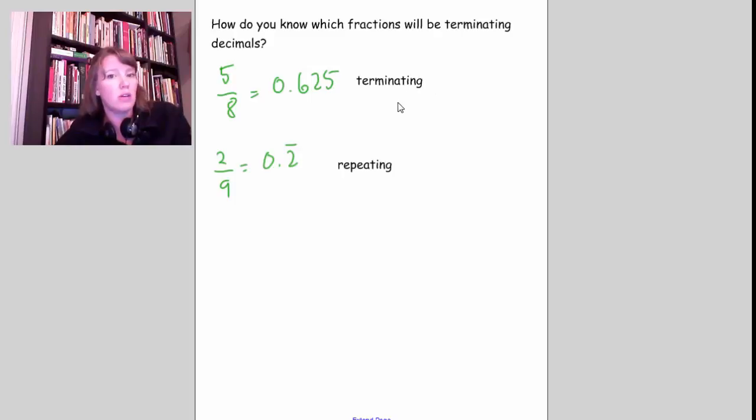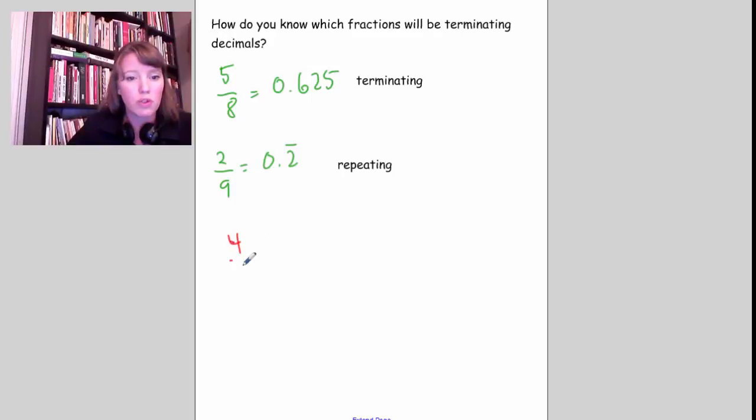Because fractions either terminate or they keep repeating their pattern, right? Something that doesn't terminate and doesn't repeat can't be represented as a fraction. It's called an irrational number. We're going to go over that later. So what is the difference between these fractions, and are we going to be able to tell? Let's say that we take the fraction 4 over 28. Without using a calculator, how am I going to know if that terminates or repeats?